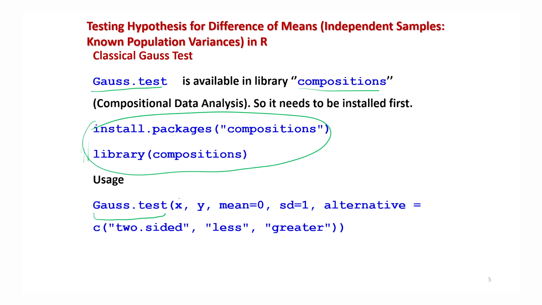Now you can see here this X is indicating the sample values from the population 1. So this is sample 1, and Y is the value which is in sample 2.